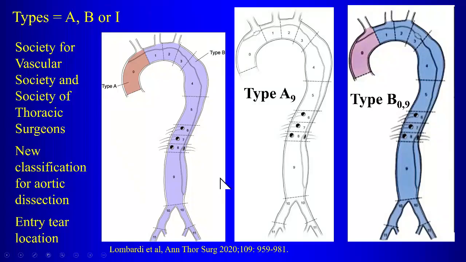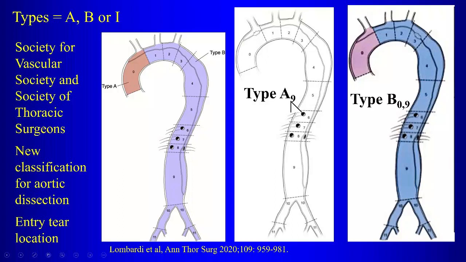So now there's this new classification scheme that is proposed by the Society for Vascular Surgery and the Society of Thoracic Surgeons, because it's the location of the entry tear that really determines how these patients should be managed. So the aorta itself is divided into these various zones that are numbered. I don't expect you to memorize the numbering of the zones. But the idea is that in terms of classifying the dissection, the first thing you want to note is where is the entry tear. If the entry tear is in the ascending aorta, then it's a type A.